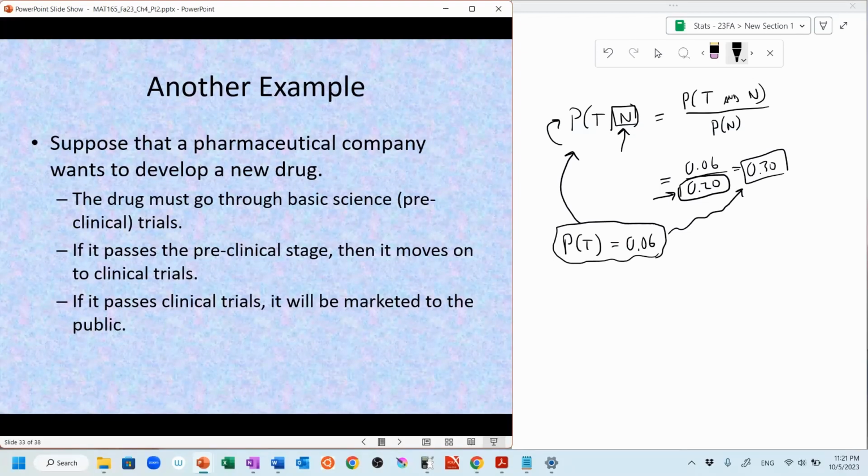If it doesn't work in a lab setting where everything is very controlled, it's quite unlikely to work in a complex environment like inside the human body. So the drug has to pass these preclinical trials. It has to pass the lab tests in order to move on to a clinical trial where we're going to invest an awful lot of money into trying to actually bring the drug to market and prove that it works in humans and it's effective and doesn't harm them and all of those kinds of things. So if it passes the preclinical stage, it moves on to clinical trials. And then if it passes the clinical trials, it'll be marketed to the public.